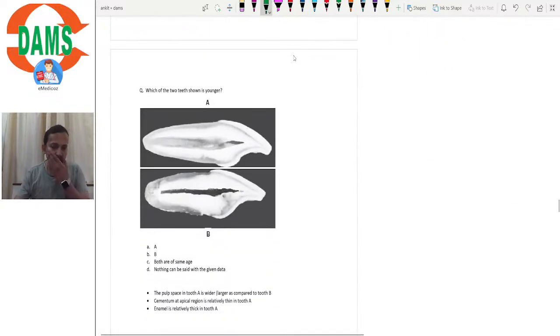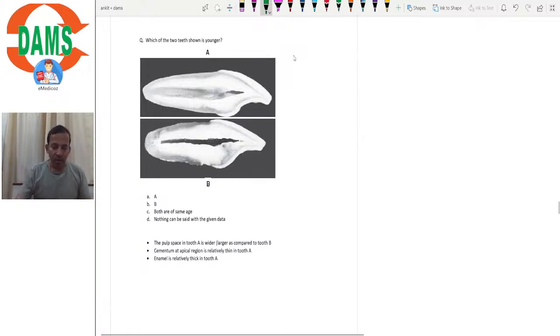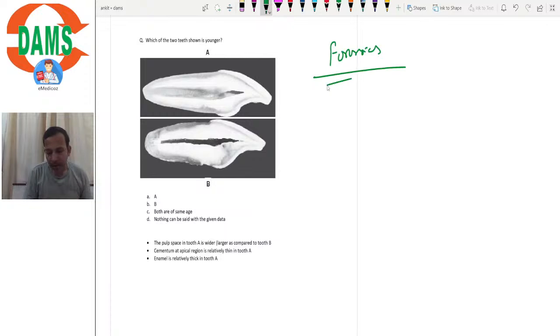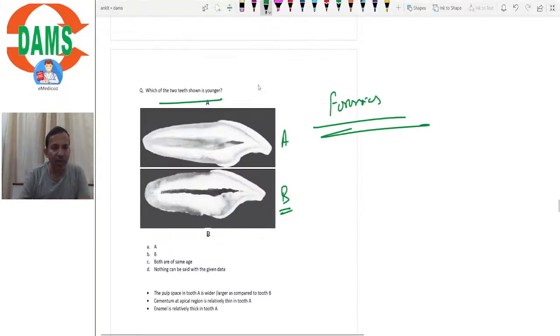So now we have some questions. So the first question is related to forensics. So which of the two teeth shown is younger? So amongst these two teeth, this is the tooth A, this is the tooth B. Which one do you think is younger?